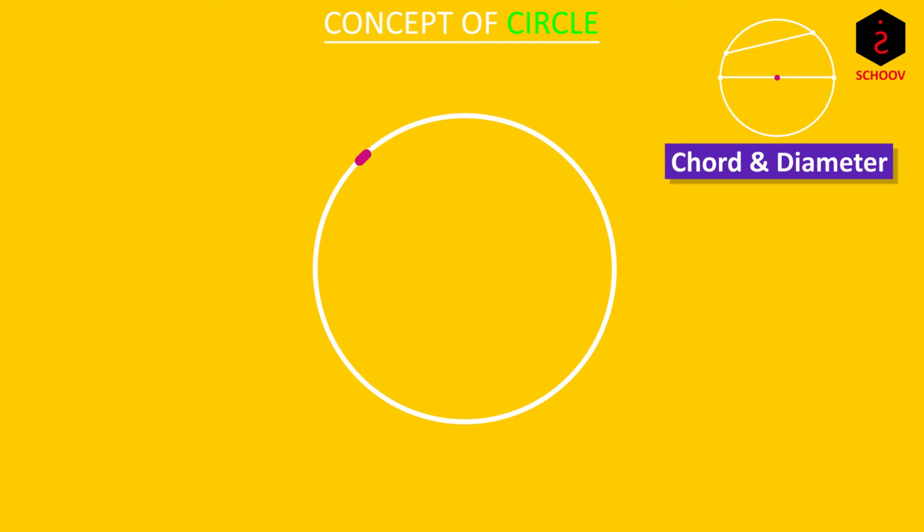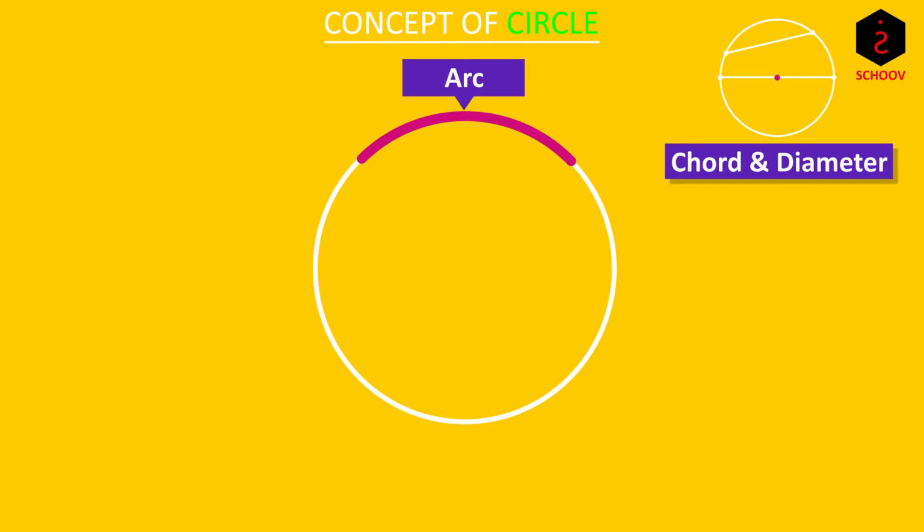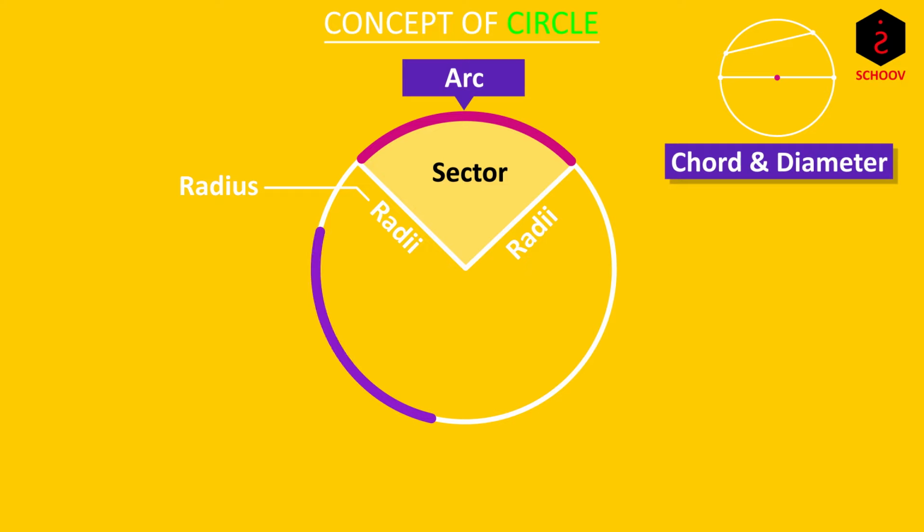It is a portion or a part of the circumference. Complete circle is circumference and this part is arc. And if I join endpoints of arc to the center, we get this region, which is called sector. And these two are the radii of the circle. Radii is the plural form of radius, that is, more than one radius. So arc and two bounding radii form a sector. Another arc, another sector, and so on.